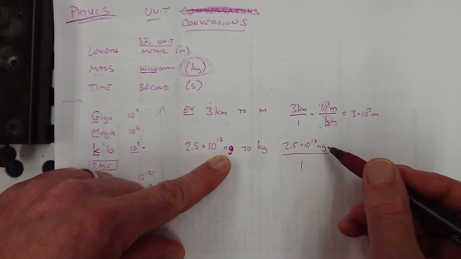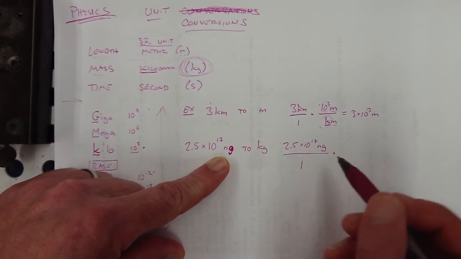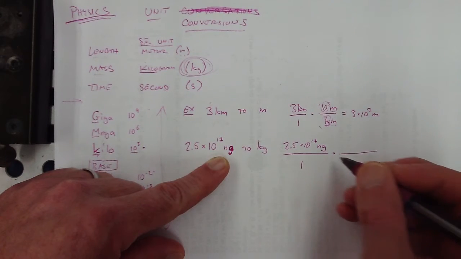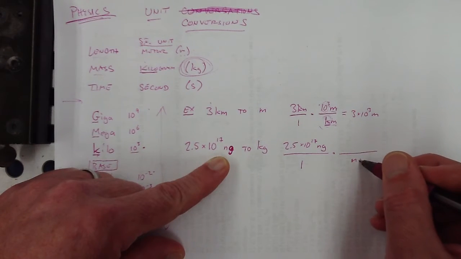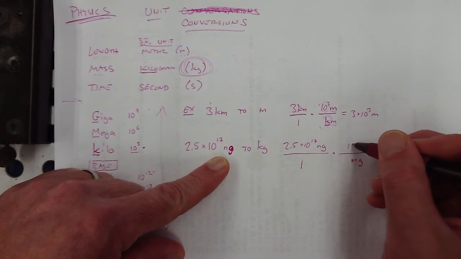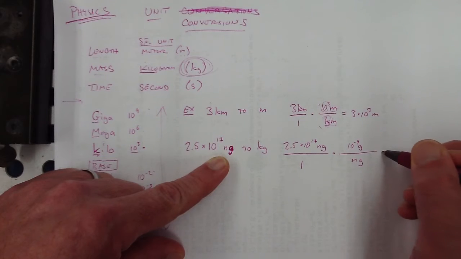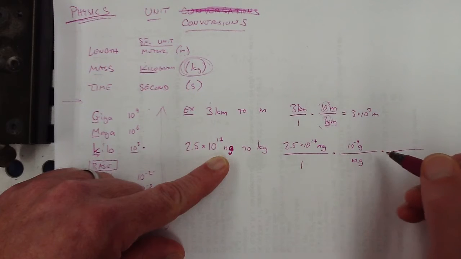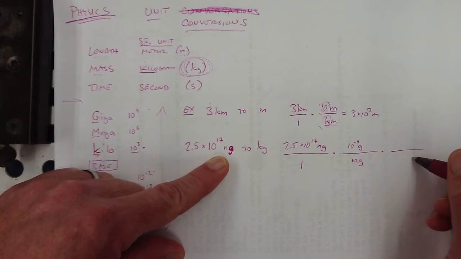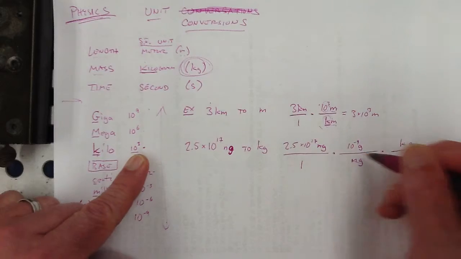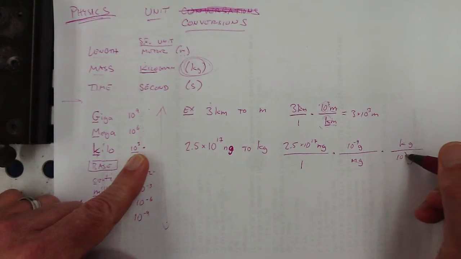Okay, now before I go to kilograms, I'm just going to go to grams. So I would like nanograms to cancel out, and I would like grams to show up. And nano means 10 to the negative 9. So those are canceled out now. But now I'd like to get from grams, so I want that to cancel out, to kilograms. And the K means 10 to the third. So I put that here.